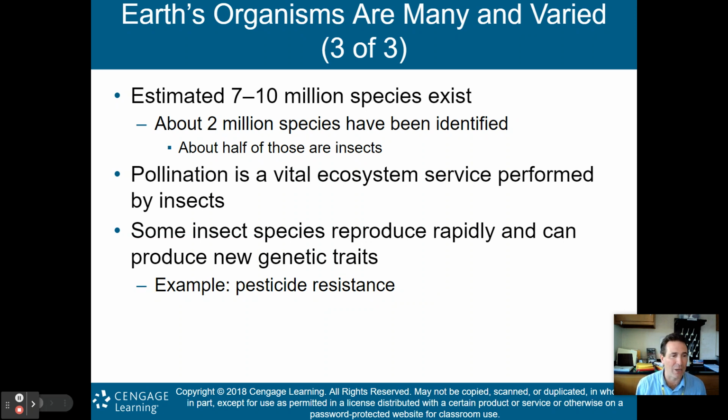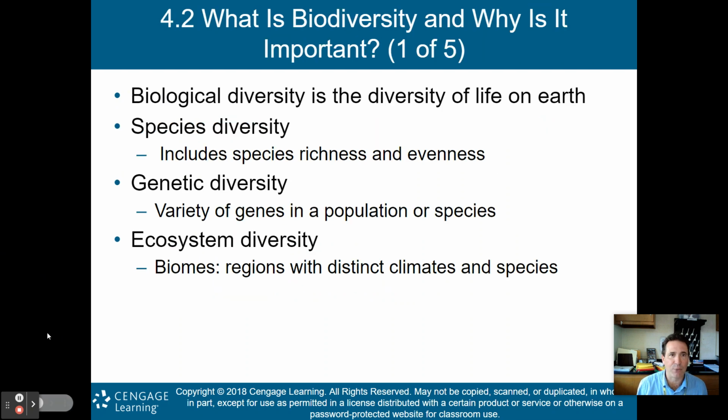So again, something we'll talk about in a couple of chapters. So what is biodiversity and why is it important? Well, biodiversity is just that. It's a diversity of life on planet Earth. And the more biodiversity we have, as we'll talk about in this chapter and in subsequent chapters, the more healthy your ecosystem is going to be.